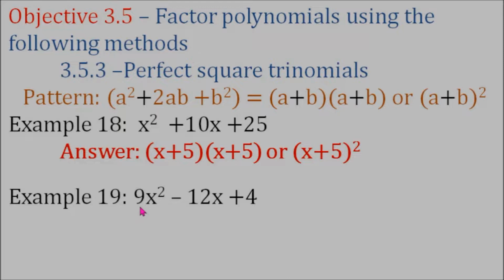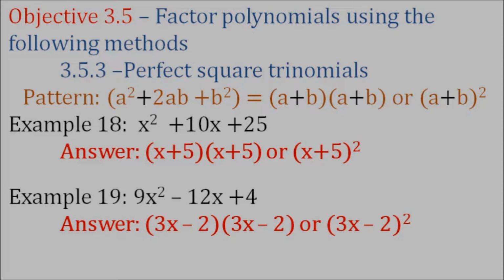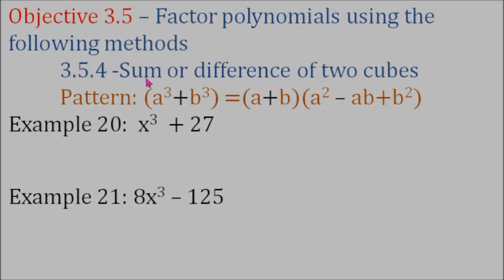The square root of 9x squared is 3x, the square root of 4 is 2, and the sign of the middle term is negative. So we can just write the quantity 3x minus 2 times the quantity 3x minus 2, or the quantity 3x minus 2 squared.